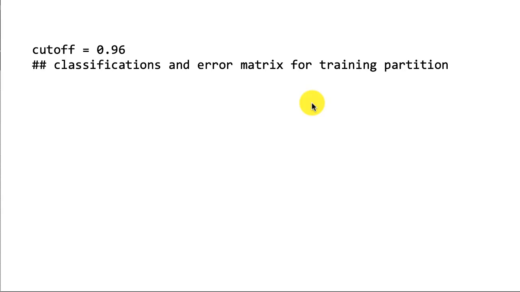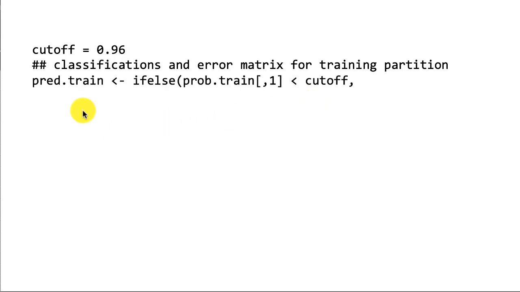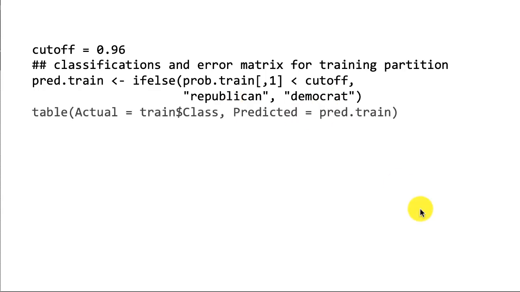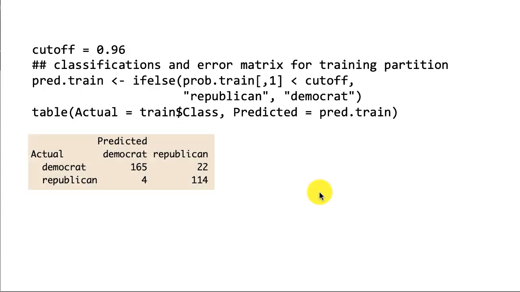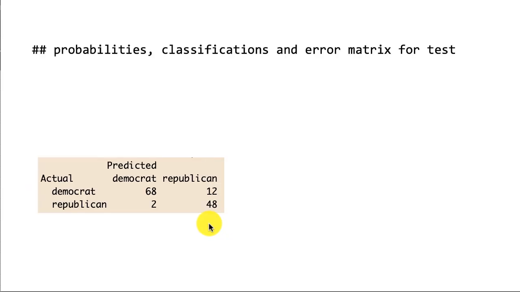And then we can now generate the classifications for the training partition. So again, I'm saying the cutoff is 0.96. If the probability is less than the cutoff, it is treated as the negative class Republican, otherwise treated as the positive class Democrat, and then we generate the error matrix, which comes out like this. The performance for the positive class has actually deteriorated slightly, but the performance for the negative class has improved significantly. Okay, so that's just the cutoff that we chose. And this is for the test partition.